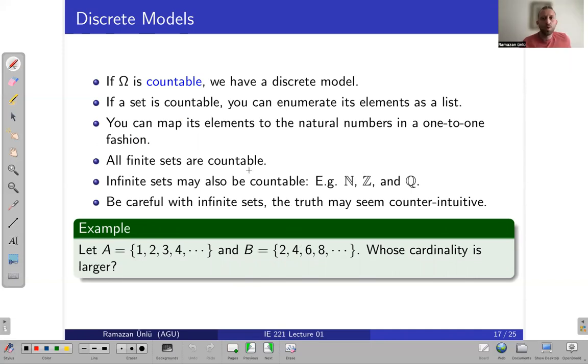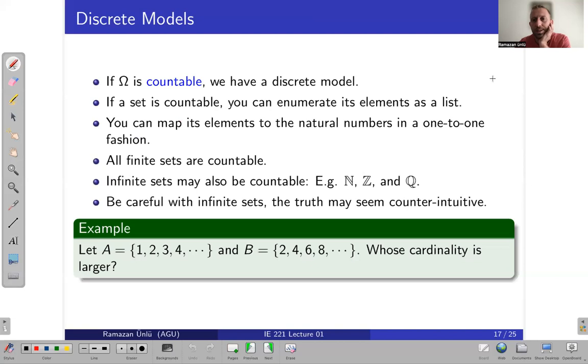Let's go to the discrete models. If omega, our sample space, is countable, that means we have a discrete model. Also, we will work with the continuous model in future lectures, but now let's go with the discrete models. But what does countable mean? It means that you can enumerate its elements as a list. What I mean is you can map its elements to the natural numbers in a one-to-one fashion.